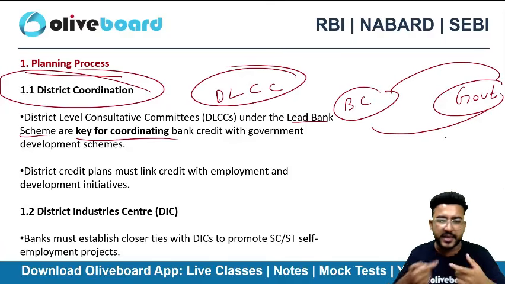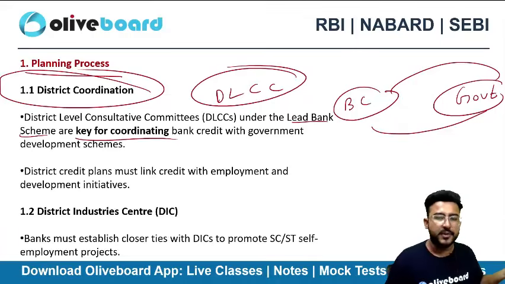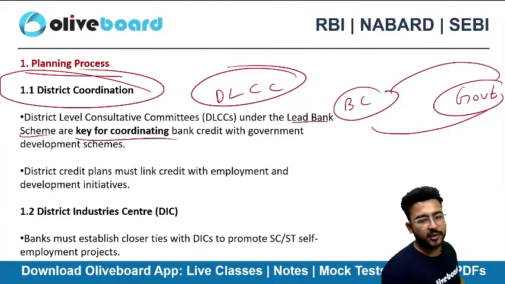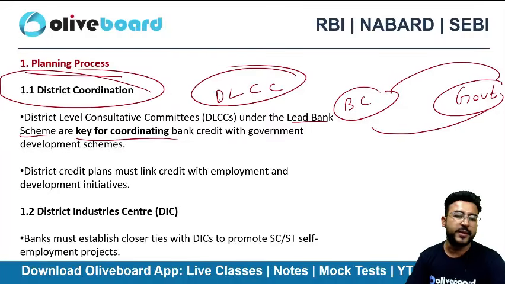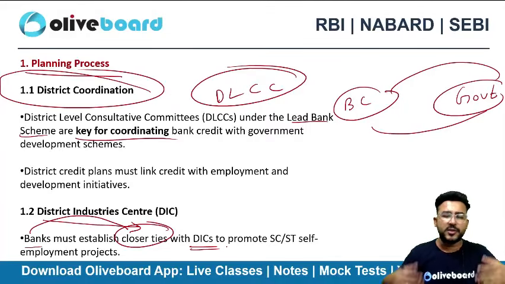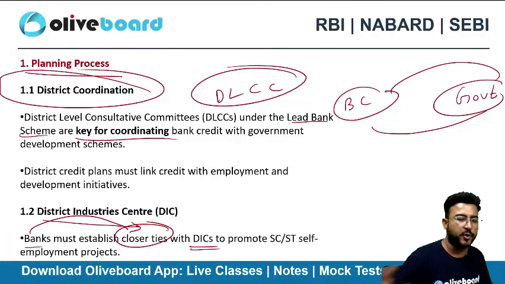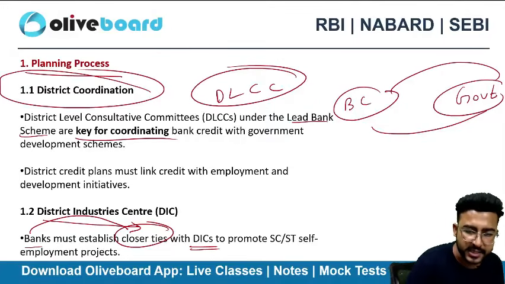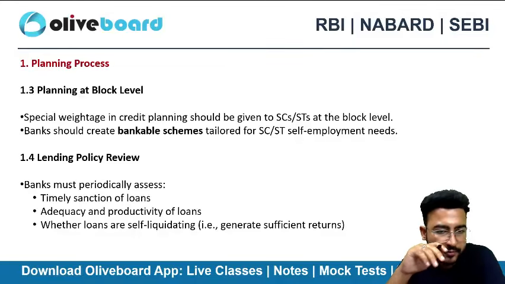So there should be district coordination. And who is better than the lead banker? Who will be a better person than the lead banker to deal with this, right? There should be a district industry center as well. So banks need to establish closer ties with the district industry centers. Why? Because they want to promote SC and ST employees for employment opportunities in the district industry centers as well. Then planning should be at the block level.